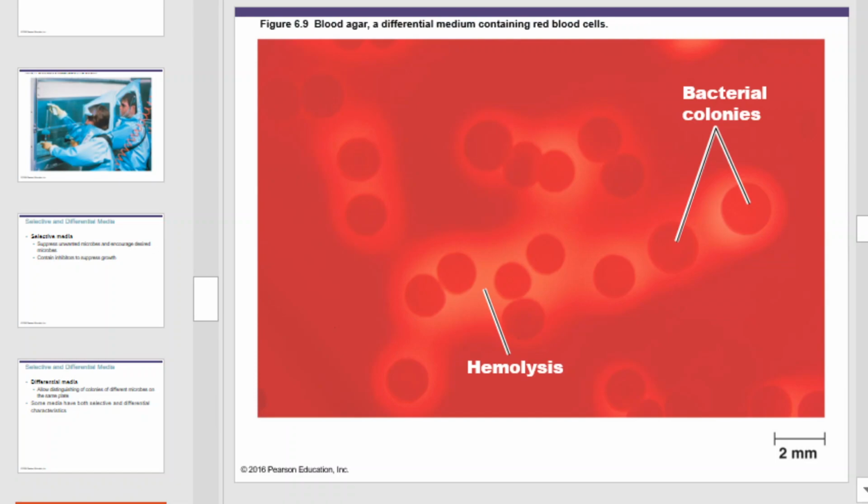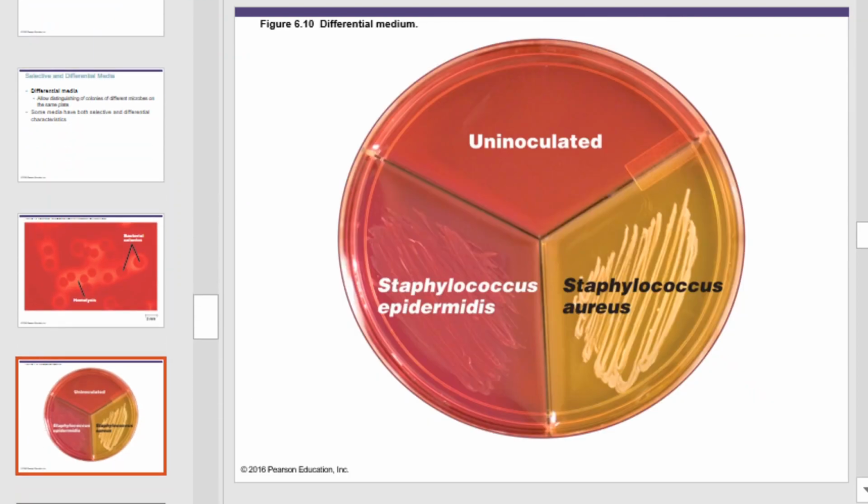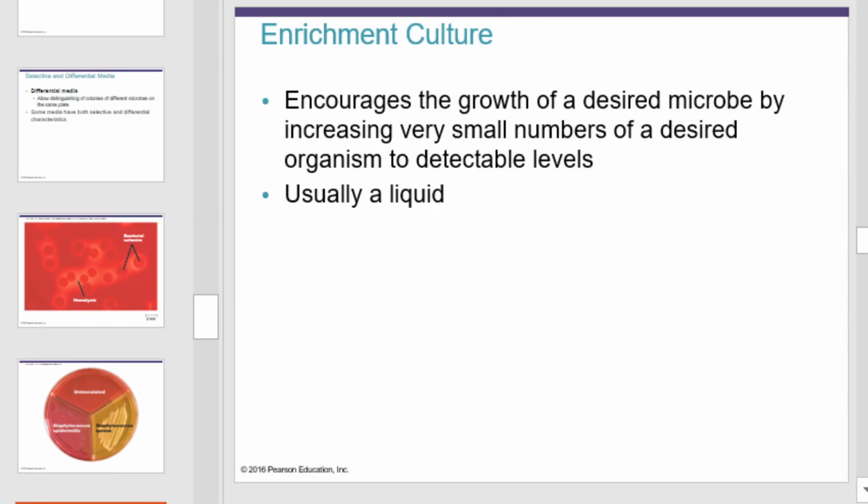This is a picture of blood agar, which is a differential media containing red blood cells. Here you can see the bacterial colonies literally digesting the blood through hemolysis. This is also a differential medium, and in this case we have Staphylococcus aureus and Staphylococcus epidermidis plated on a plate very similar to a mannitol salt agar plate. In mannitol salt agar plates, some bacteria can actually digest the mannitol and make the plate literally change color from, as you see in this case, a red color to a yellow.